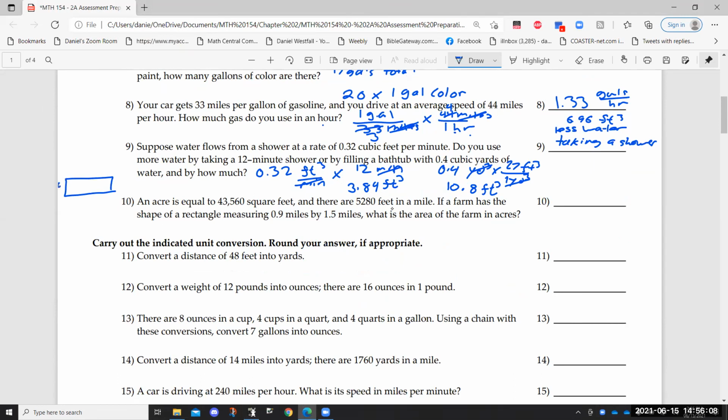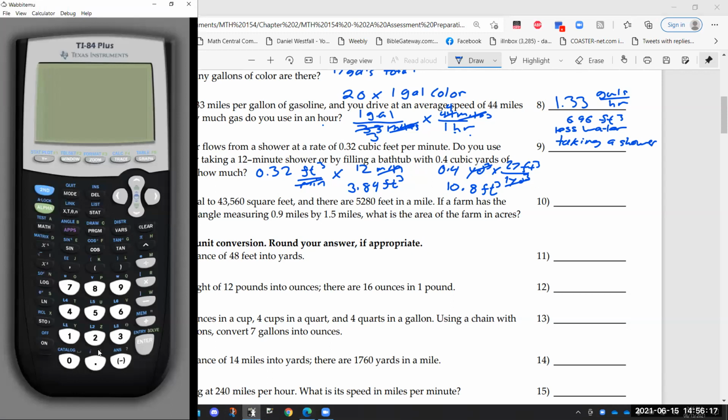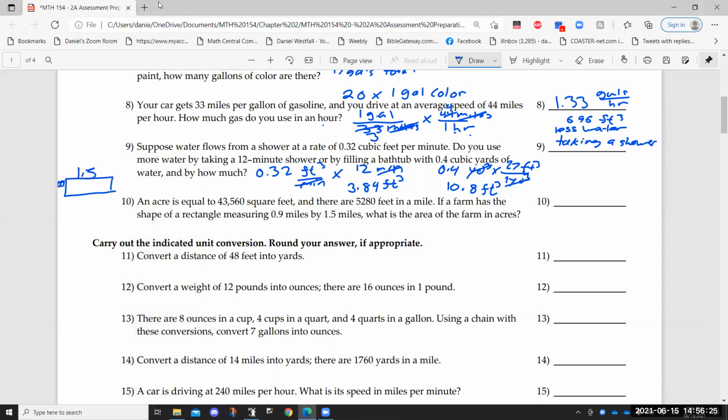9/10 of a mile by 1.5 miles. Let's figure out how many square miles that is. It's going to be 9/10 times 1.5, which is 1.35 square miles.